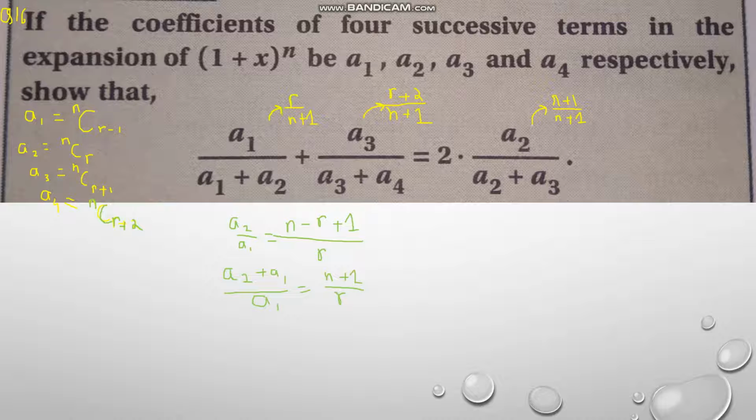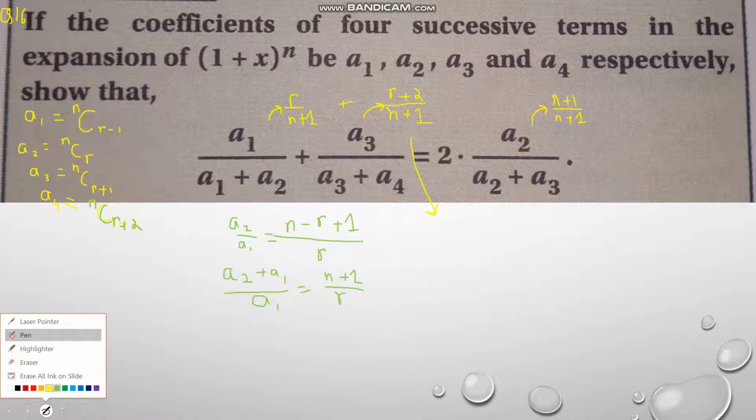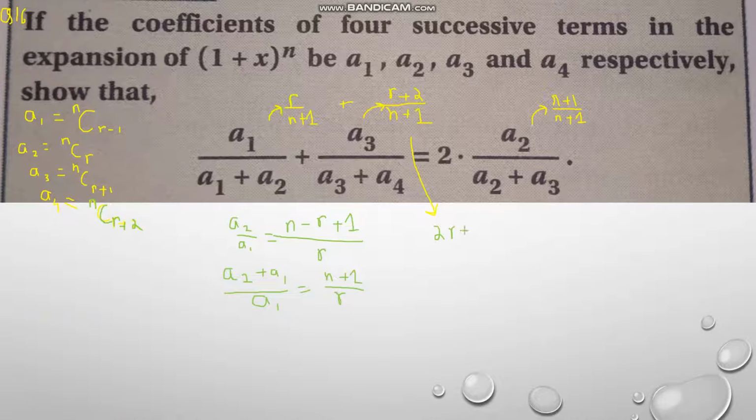Okay, now just adding these two, we will have, I have to use green ink now. If I add this, we will have (2r plus 2) by (n plus 1), which is nothing but 2 multiplied by (r plus 1) by (n plus 1), which is our RHS. So hence proved. I have done this question.